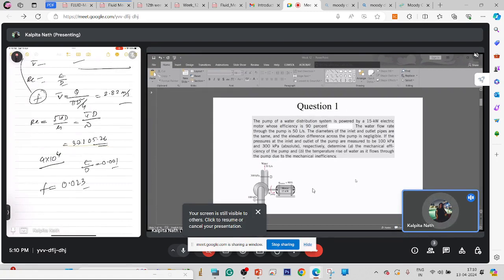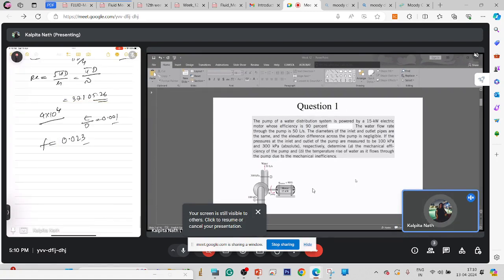So now we need to find HF. HF is equal to FL by D into U bar square by 2G. So this means 0.002 into 300 upon 0.15 multiplied by 2.82 whole square by 2 into 9.81. So this will come out to be 16.213 almost.